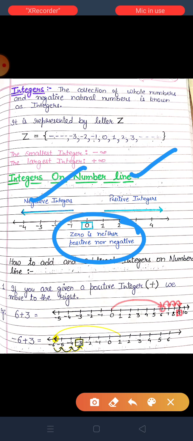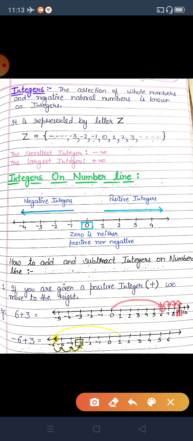On the left side there are negative integers, with negative signs on the numbers, and on the right side there are positive integers. So 0 is in the middle; 0 is neither positive nor negative. For example, if you have to represent minus 3 on the number line, we will draw it like this and then circle minus 3 on the number line. In this way we will represent any given integer on the number line.